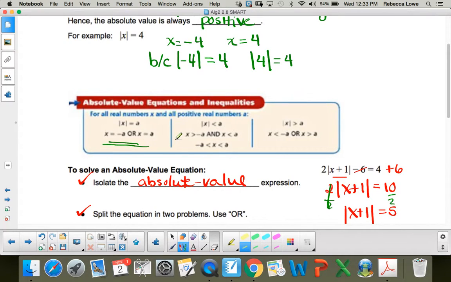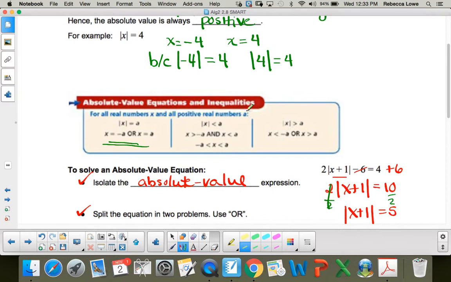This is the second video in the chapter Algebra 2, Chapter 2.8, Solving Absolute Value Equations and Inequalities. And I want to refer you to this chart, which I believe is on the second page of your note guide. We spent the first video solving absolute value equations, and you would isolate the absolute value equation, then you would set it equal to the a, which is here, and then you'd set it equal to the negative a, which is here. We're going to do the same thing with inequalities.